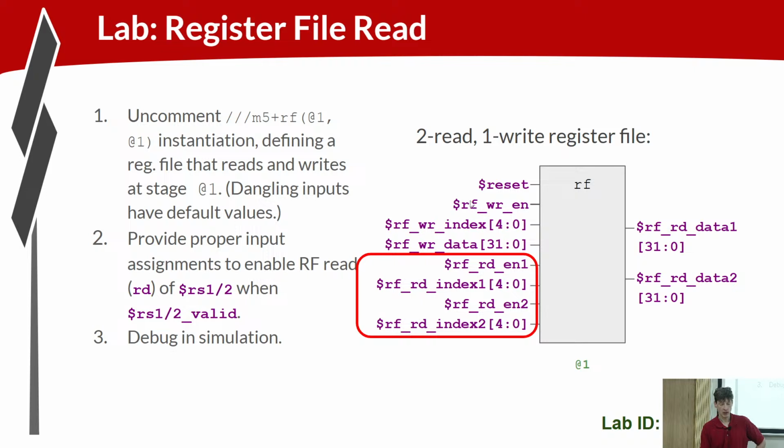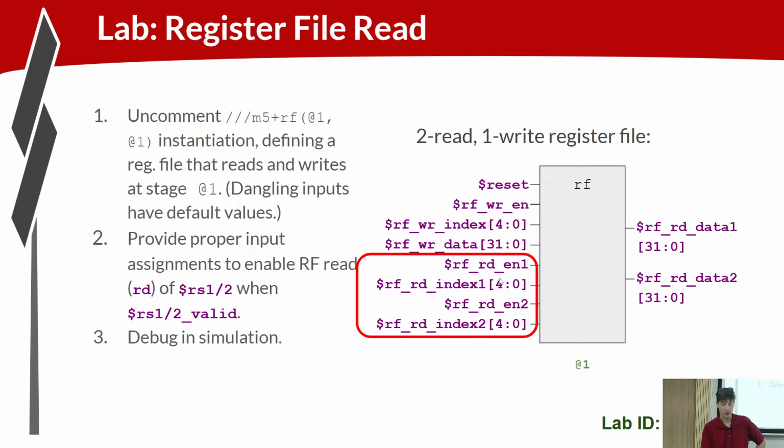When we leave these dangling, they're going to take on default values the way the template is set up. So again, this lab is to just make the connections. When you uncomment this, you get signals that have these names, and you just need to hook those up appropriately to the corresponding signals in your logic.